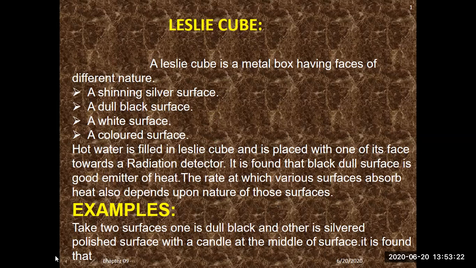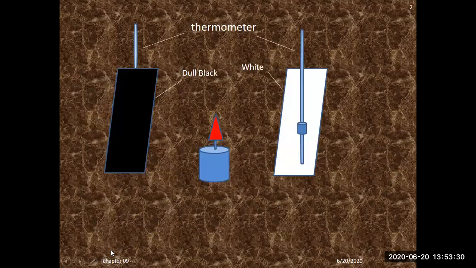As an example, take two surfaces. One is dull black, the other is a silver polished surface, with a candle at the middle. The two are placed at the same distance from the candle. Here it is white, here it is dull black, and here and here are thermometers. Which type of surface will be the most effective absorber of heat, and which will be the best reflector? The reading of the thermometer will decide which surface is more absorbing and which is less absorbing.